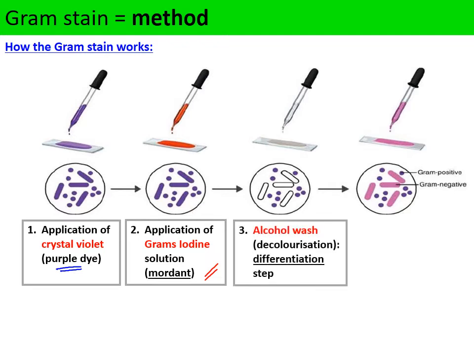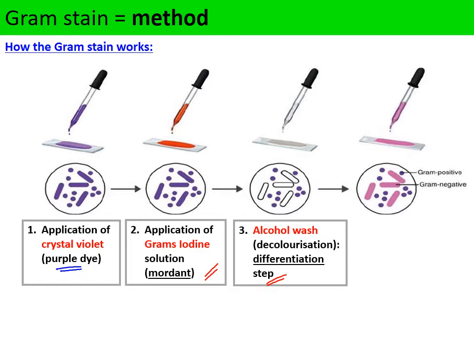Now the next step is called the differentiation step, and this is where we actually add alcohol to the glass slide and it will wash the bacteria. Now we know alcohol, like ethanol, is an organic solvent, and it has a couple of jobs. It washes off any loosely bound or non-covalently bound crystal violet. It also dissolves the lipopolysaccharide membrane that sits on the outside of gram-negative bacteria.